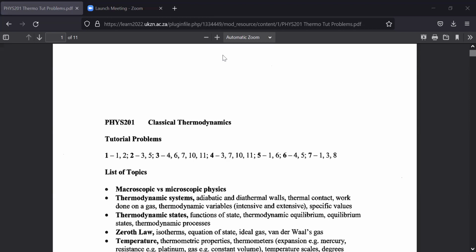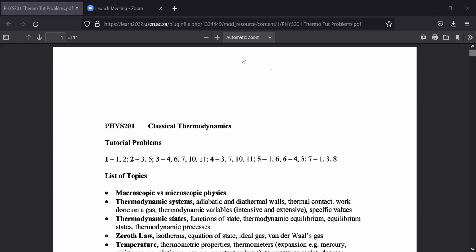Okay, sir. Thanks. I've got another question here. Can you do 2.3 on the tut? Yeah, sure. Next lecture, we can have a look at question 2.3.